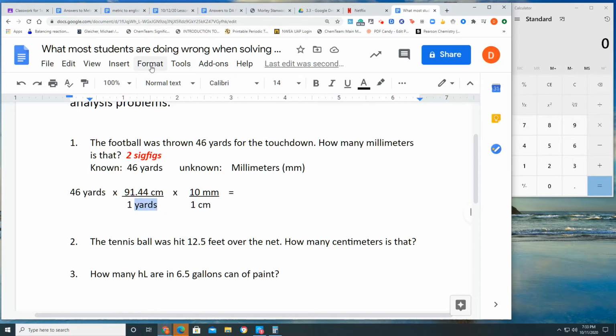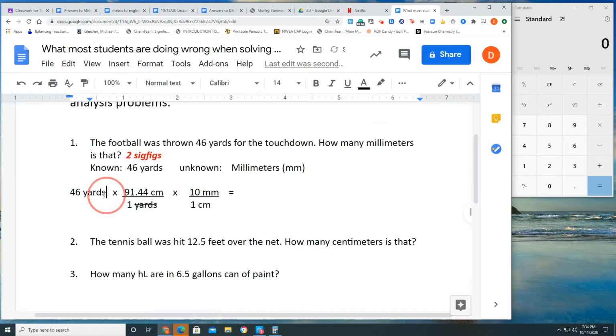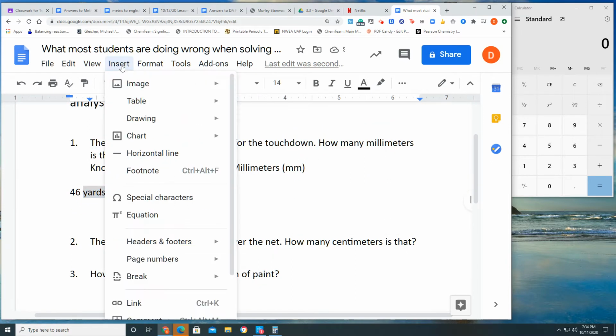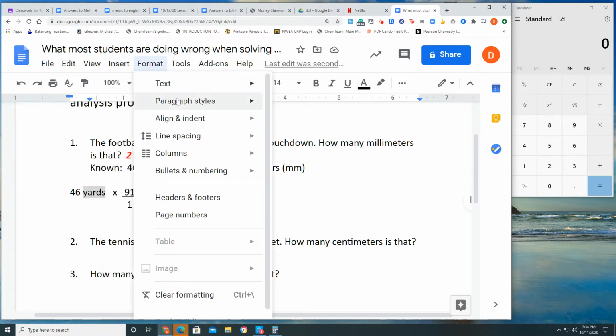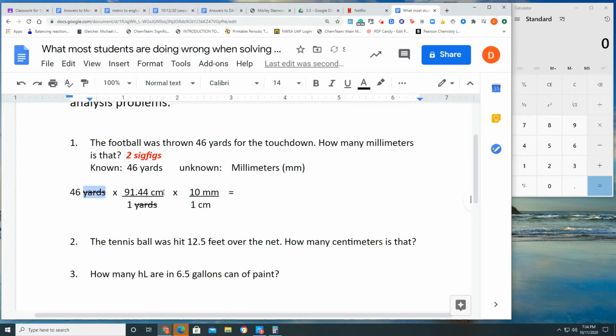So I have yards here, and we're going to get rid of that, and we're going to get rid of this yard. A lot of you are trying to do this without getting rid of things, and you'll never be able to do it that way. Okay, so you got to think of what you're going to do.